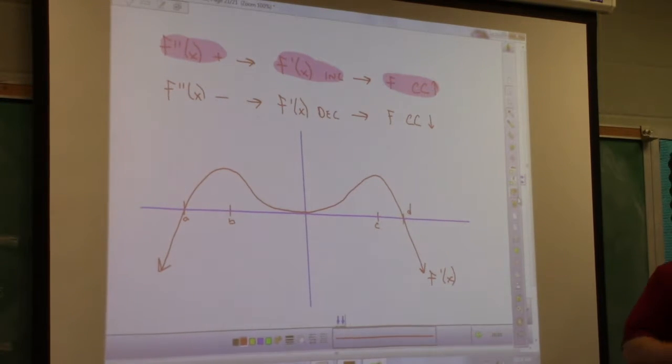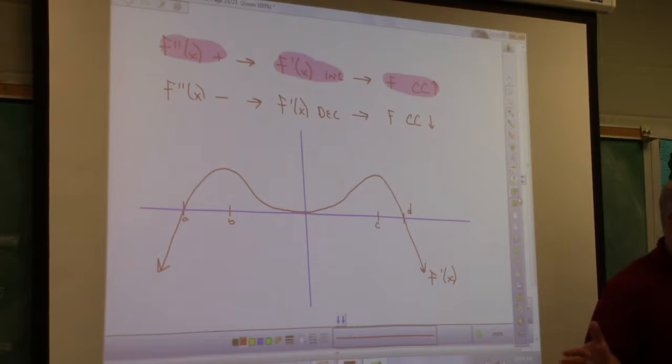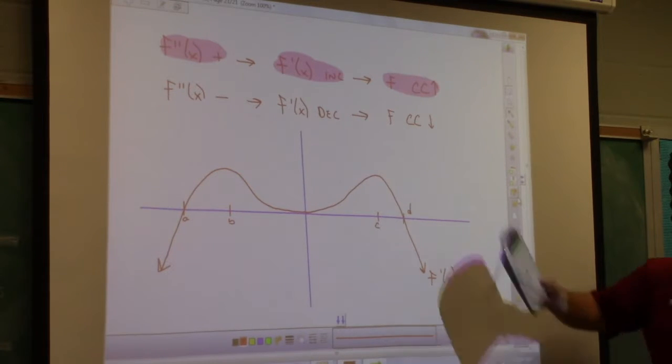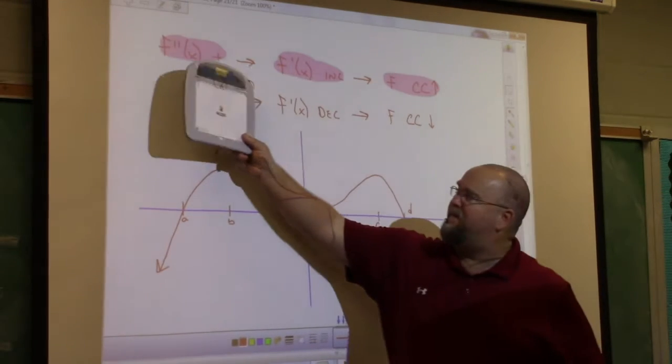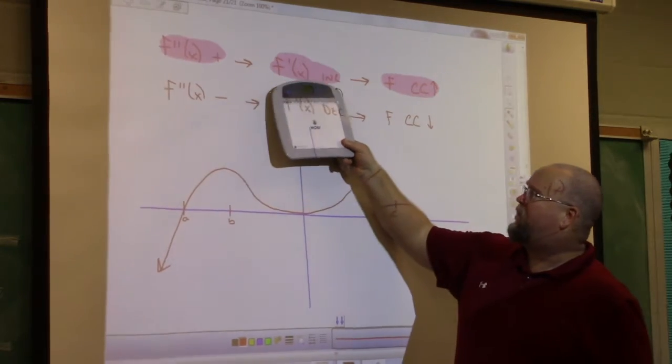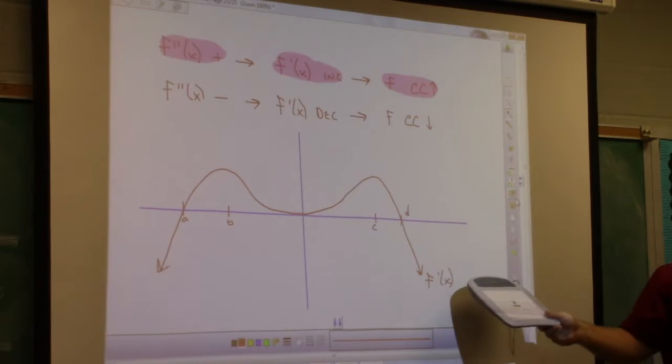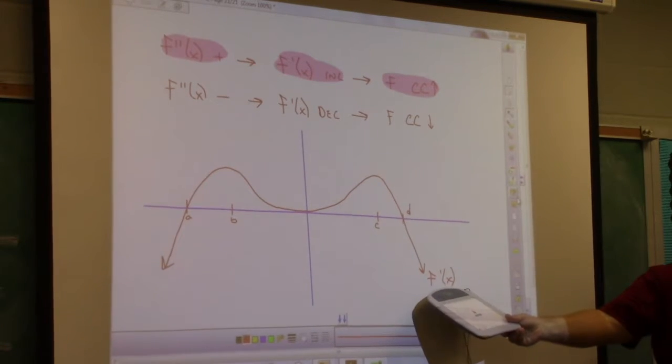All right, how about this? Still the graph of f prime. Where would f be concave up? It helps to look up here. F is going to be concave up when either the second derivative is positive or the first derivative is increasing. What are we given right here? First derivative.